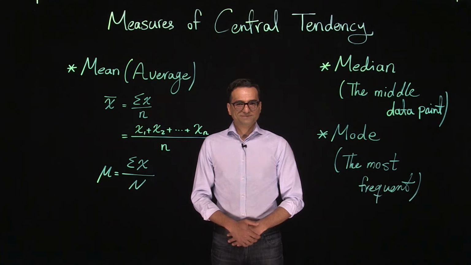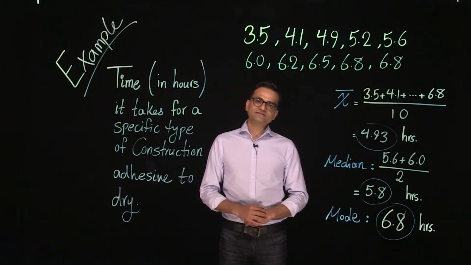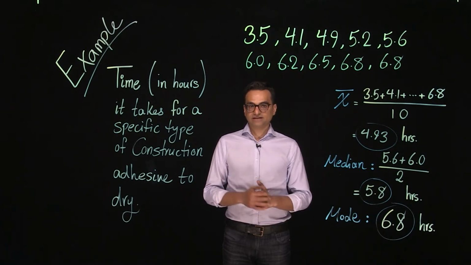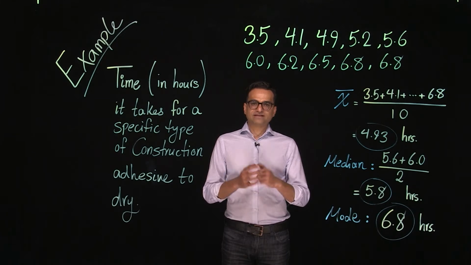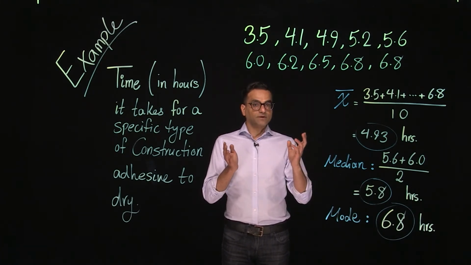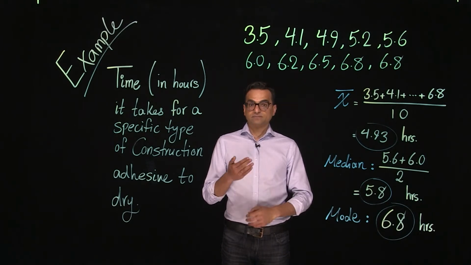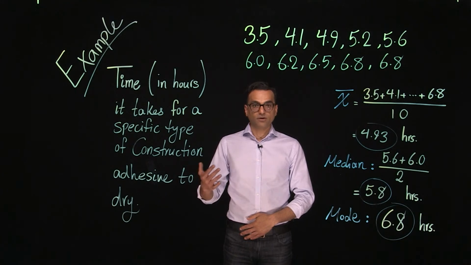Let's take a look at an example. Here's an example. It shows 10 data points that represent the amount of time it takes for a construction adhesive to dry. Let's calculate measures of central tendency for this sample. First, mean. Notice that I'm dealing with a sample, so it is appropriate to use X bar to refer to the mean rather than mu, which represents mean of a population.